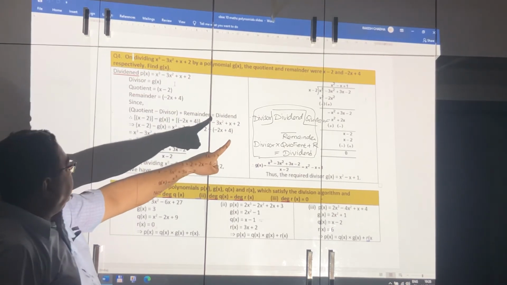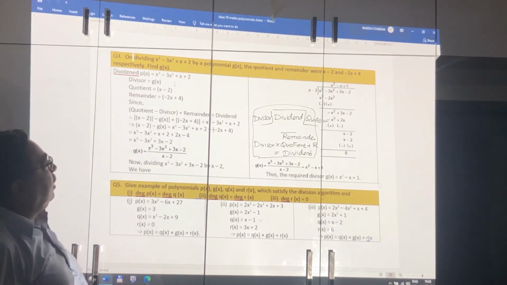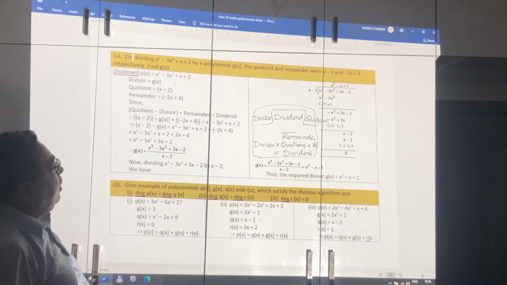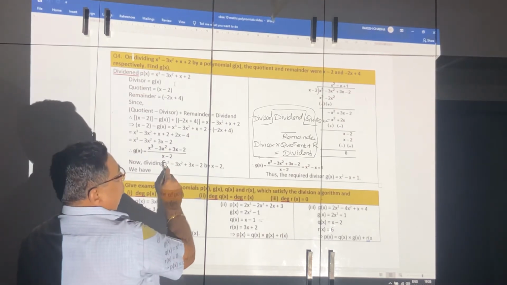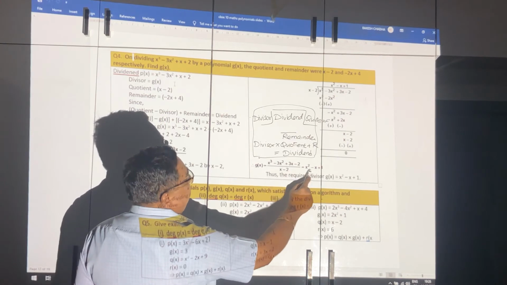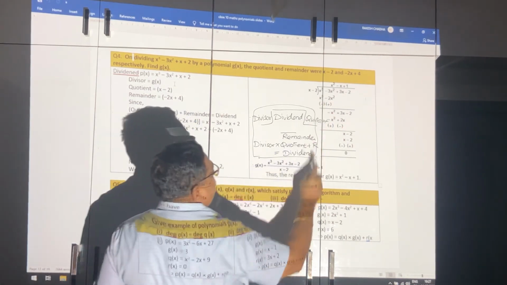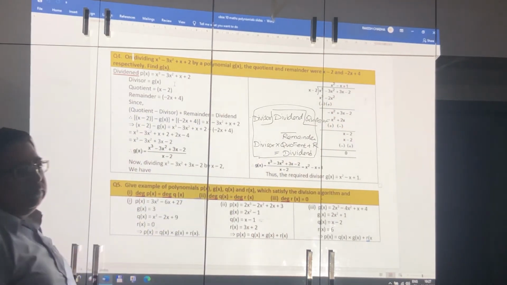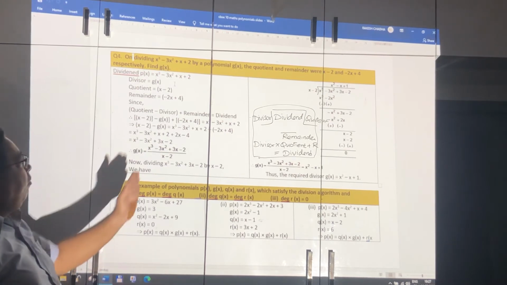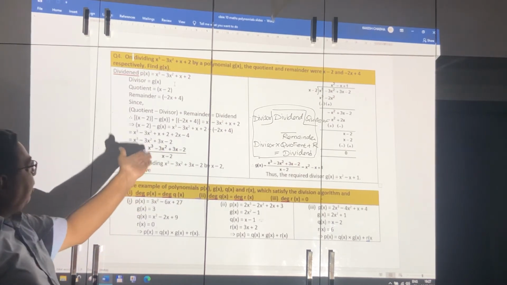We divide by gx. See, because I got such a big equation, after dividing I will get this from here. So this is my gx. So you have to perform the division after you put it in the formula.